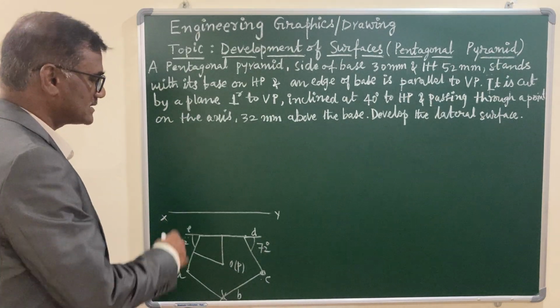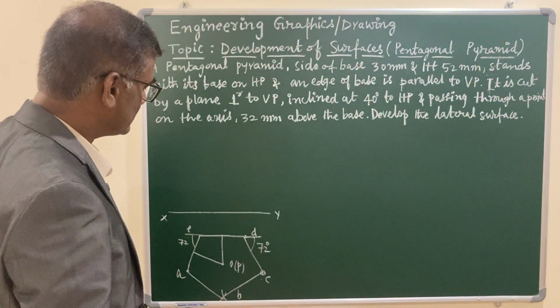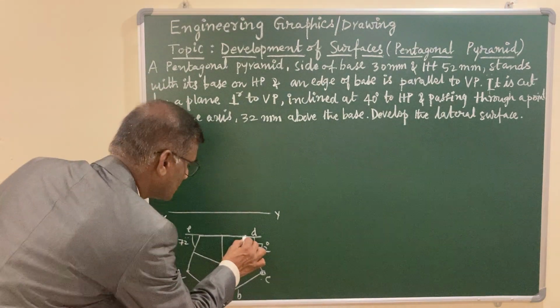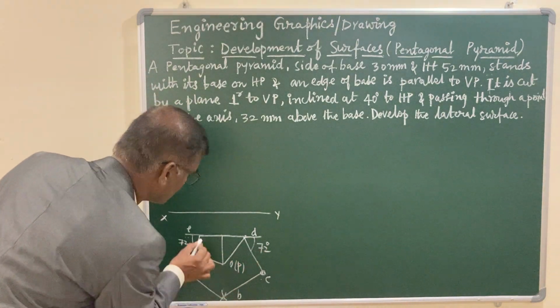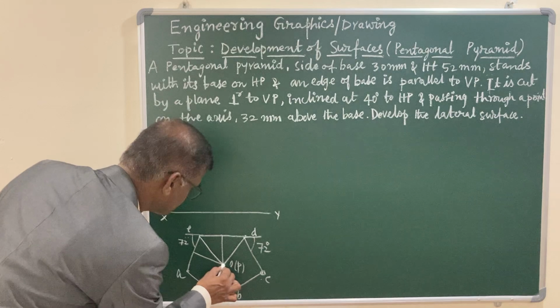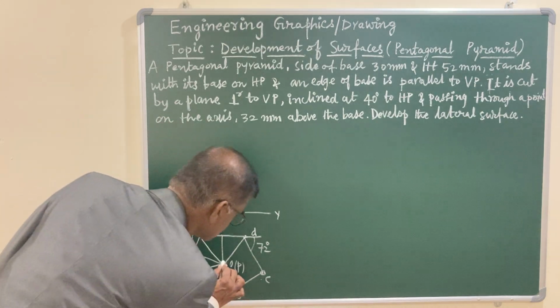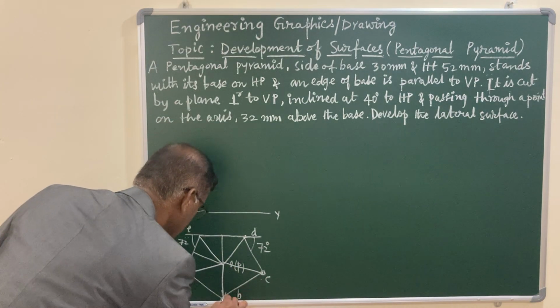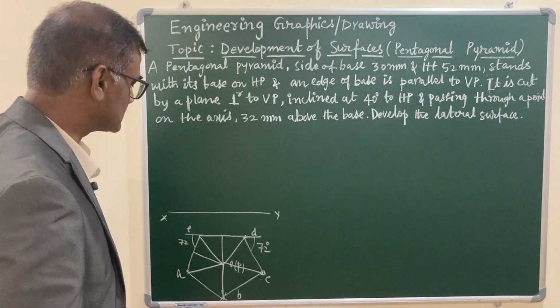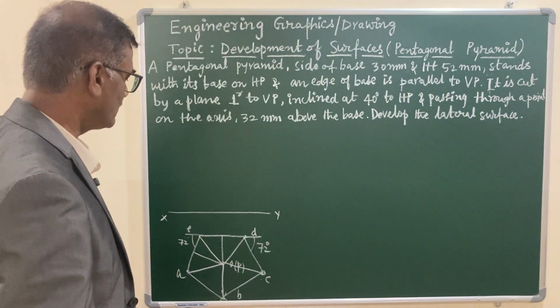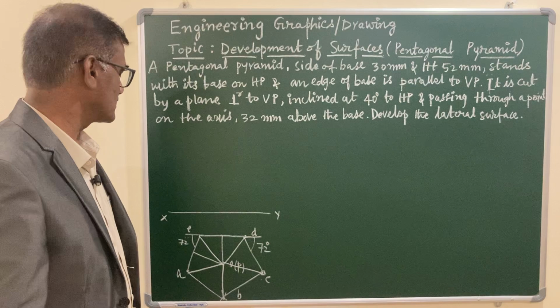And as you know, for a pyramid you have slant edges. Join all the corners with the center. So these represent the slant edges. Now the top view of the pentagon is completed.